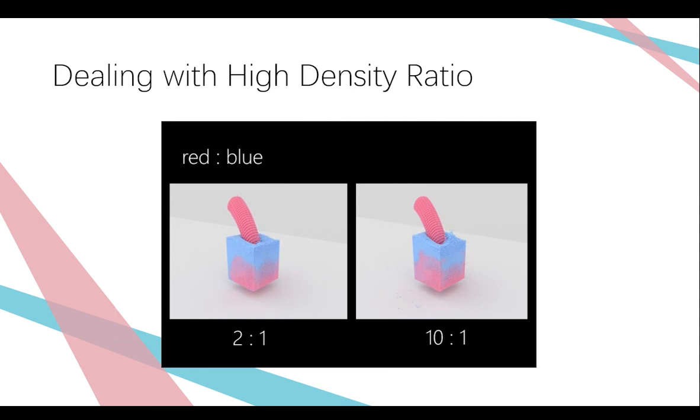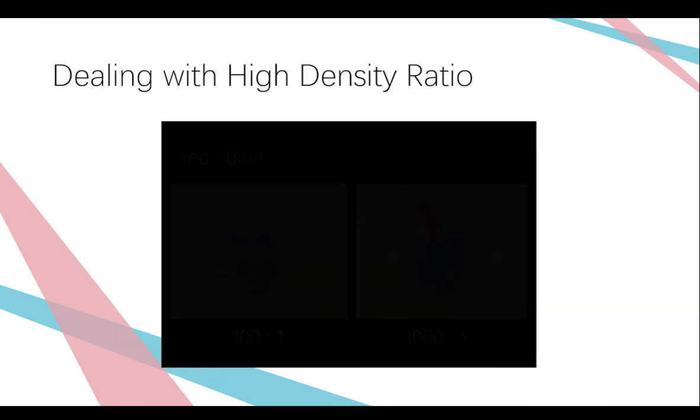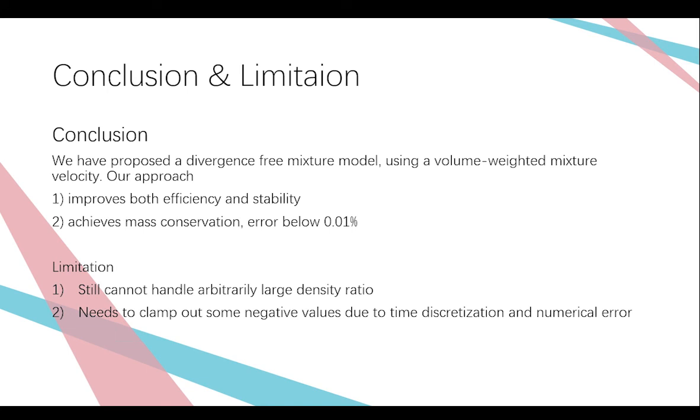When dealing with high density ratio between phases, our method handles up to 100, but is still unable to handle extremely high cases like 1000. As a conclusion, we have proposed a divergence-free mixture model using a volume-weighted mixture velocity. Our approach improves both the efficiency and stability and achieves mass conservation automatically, where the error is controlled below 0.01%. However, there are still some limitations. Our method still cannot handle arbitrarily large density ratio between phases, and we also need to clamp out some negative volume fractions due to the time discretization and the numerical error.